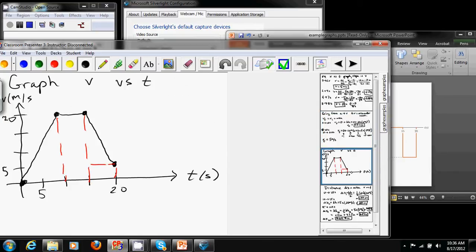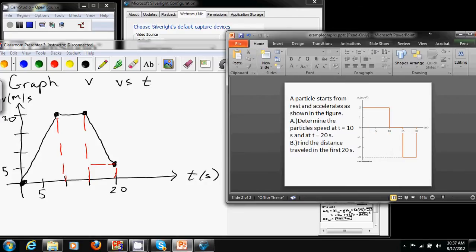So remember, we start from rest, so that means at t equal to 0 seconds, we have 0 meters per second as our velocity or speed. And then we're going to increase our velocity from 0 to 20 meters per second. And that's what we found here. Now remember, this is going to be a straight line because in our plot over here, we had constant accelerations. Constant accelerations means straight lines on v versus t graphs.